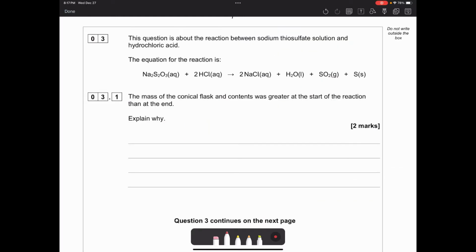Question number 3 then. This question is about the reaction between sodium thiosulfate solution and hydrochloric acid. The equation is given below. The mass of the conical flask and the contents was greater at the start of the reaction than at the end. Explain why. So I've been told the mass at the beginning was more, the mass at the end was lower. Why might this be? And they've given me the equation, so I look carefully at it.